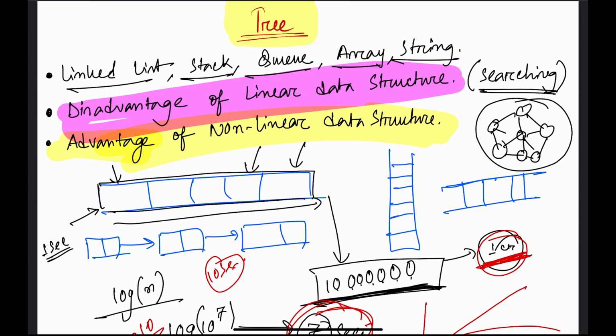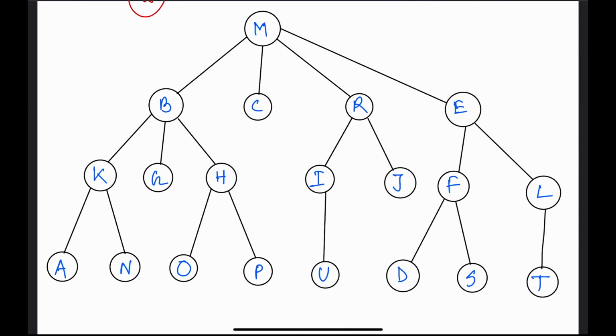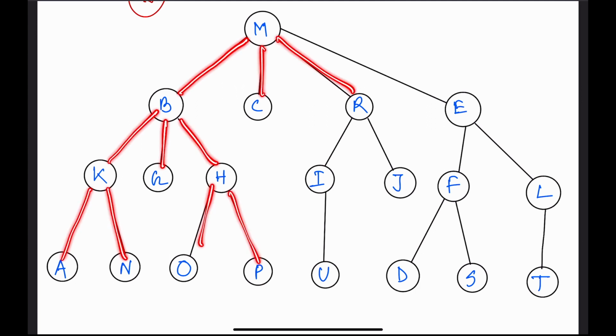Now let's start the tree data structure. So this is a demo of a tree data structure, and now how it is going to be executed. This is a node. These round things are called nodes, and all these lines you can see here are called edges.